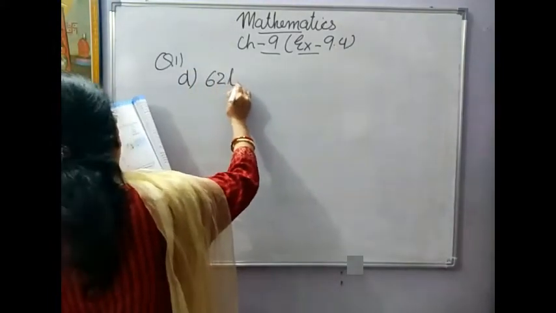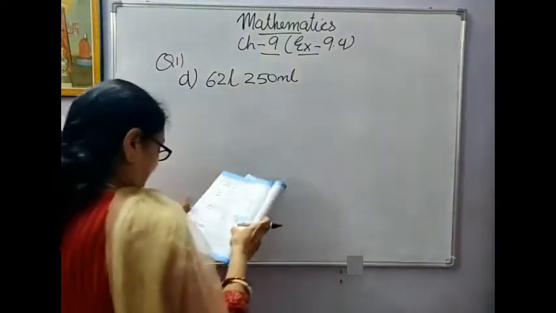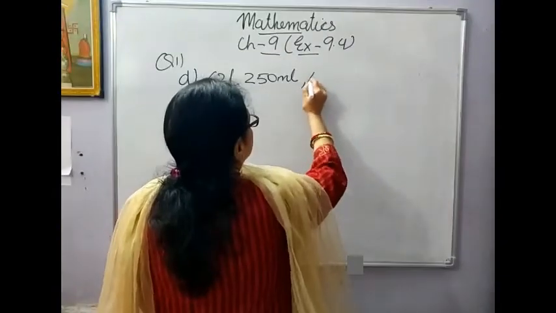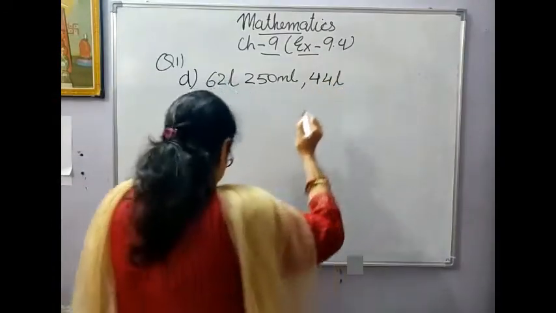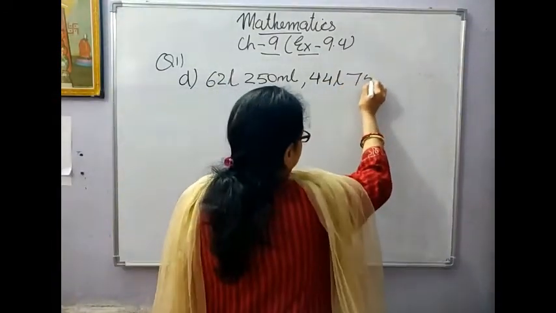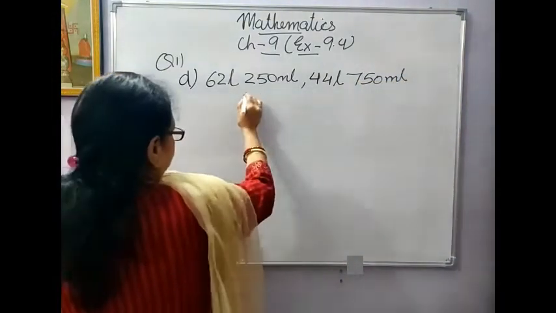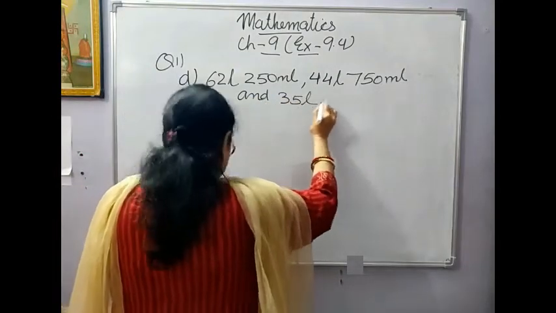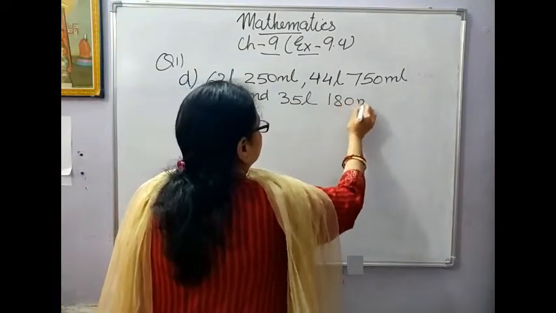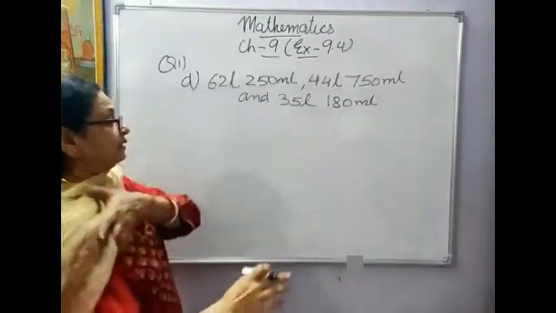62 liters 250 milliliters. I am showing the sum for all the units, no? 44 liters 750 milliliters, and 35 liters 180 milliliters. By now you must have got how to do it. Clear?